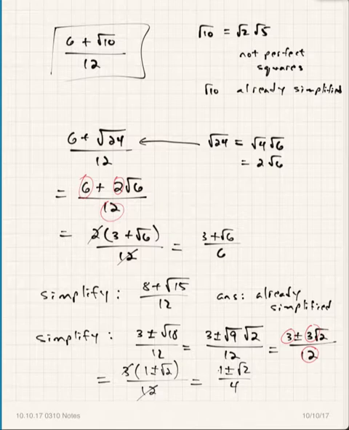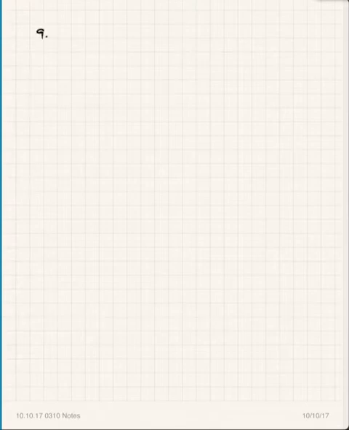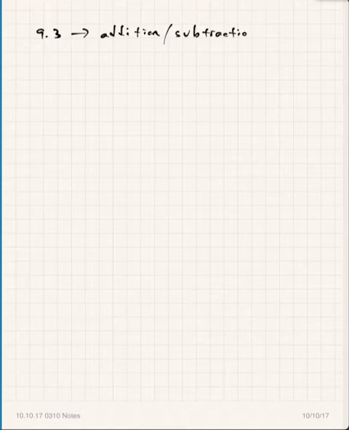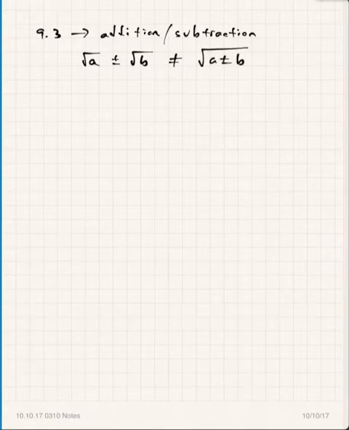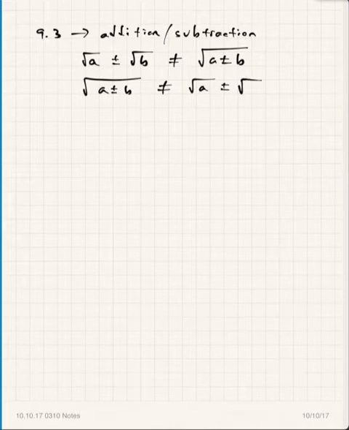All right. So section 9.3, in particular, we're looking at addition and subtraction of square roots. Now, remember, a few screens ago, I told you that if you had an addition or subtraction problem, like the square root of a plus or minus the square root of b, you are not allowed to add or subtract underneath the radical, which is true. So that's not equal to the square root of a plus or minus b. And it doesn't work the other direction either. Square root of a plus or minus b is not equal to the square root of a plus or minus the square root of b, right?